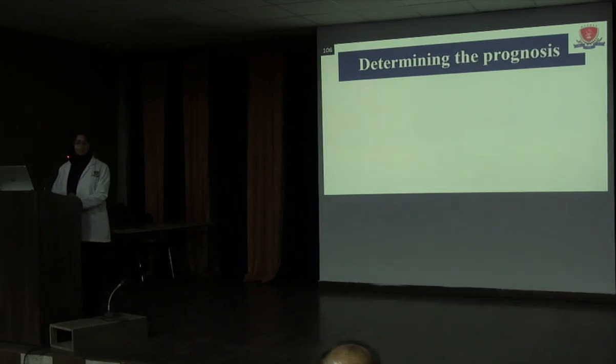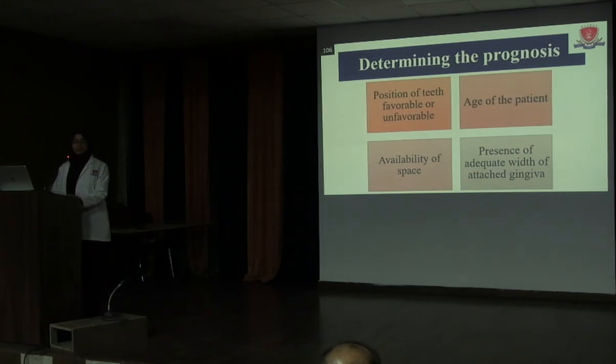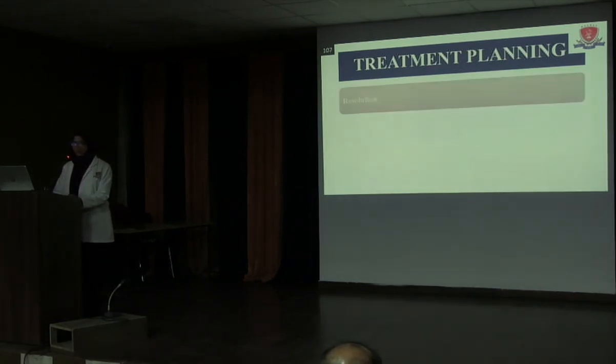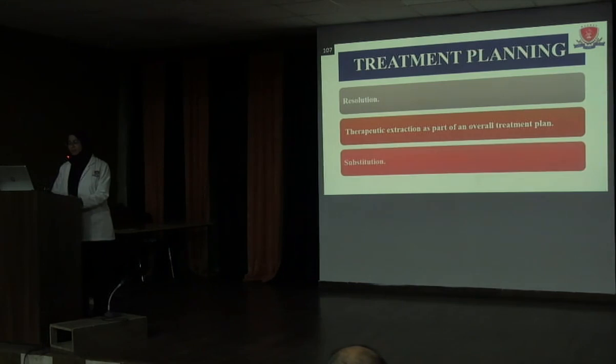Now determining the prognosis. Prognosis is determined by the position of the tooth, whether favorable or unfavorable, age of the patient, availability of space, and presence of adequate width of attached gingiva. Treatment planning. Now coming to treatment planning, 3 options are considered. First is resolution, second is extraction if it is required in the overall treatment plan, and third is substitution of the canine with an adjacent tooth or with a prosthesis.